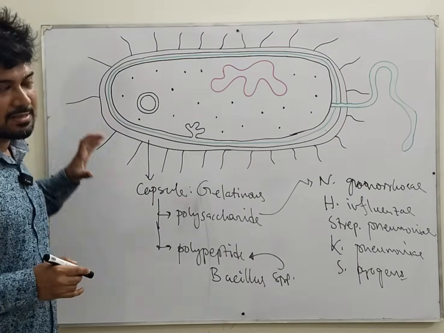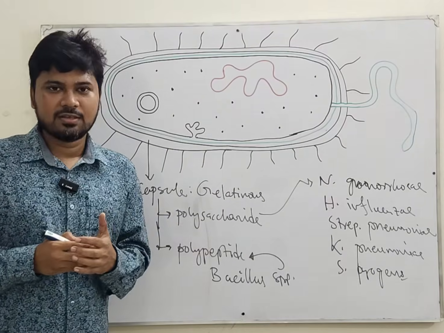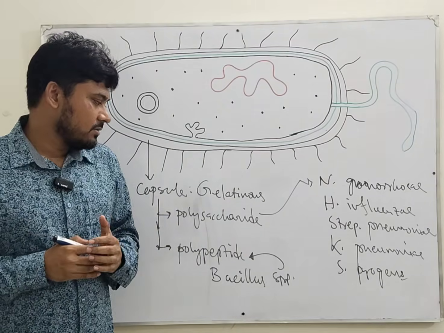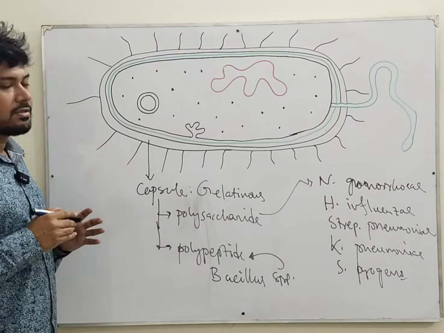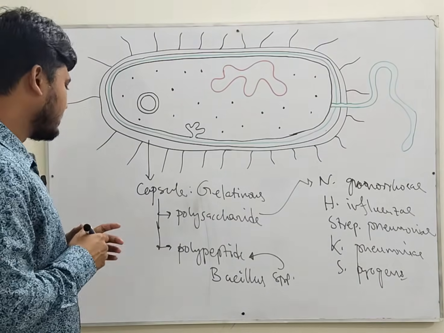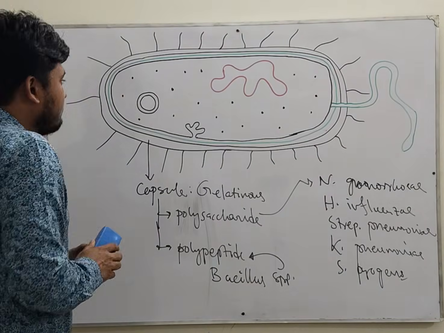This capsule has antiphagocytic property. That means capsule provides protection against phagocytosis, and this capsular polysaccharide antigen is used for vaccine production. An example of such a vaccine is the pneumococcal vaccine.